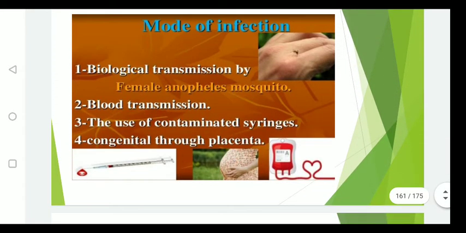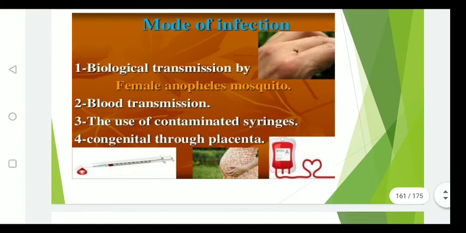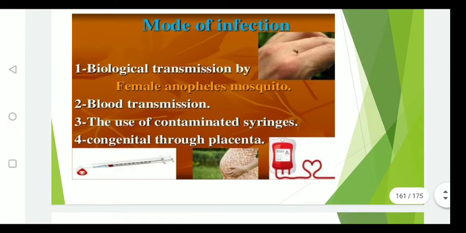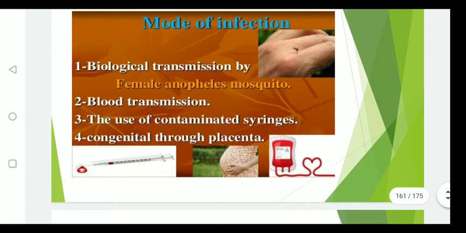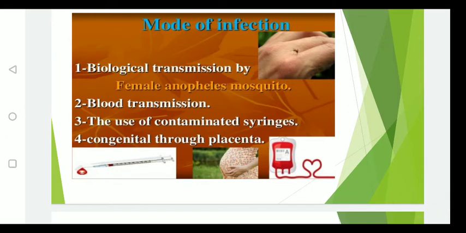Now we'll see the modes of infection. The first mode of transmission is biological transmission by the female Anopheles mosquito. The second one is blood transmission, such as blood transfusion. In that case, the blood moves from an infected person to a non-infected person, and the non-infected person also becomes infected.